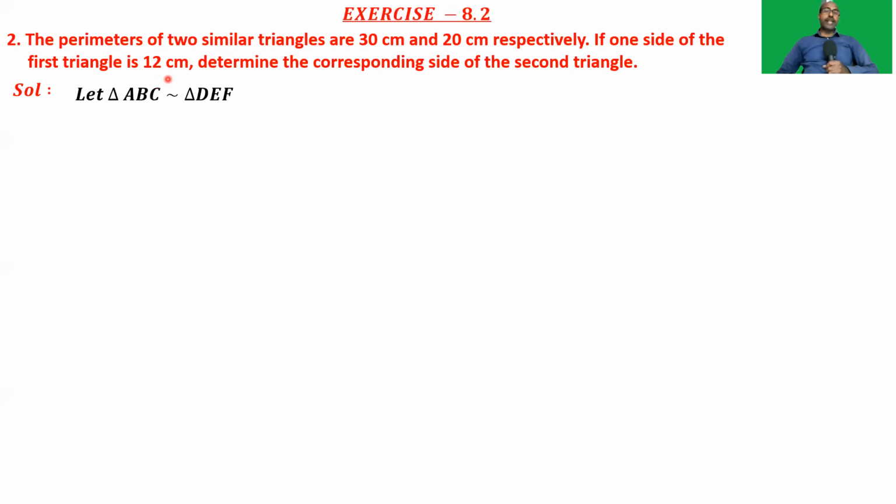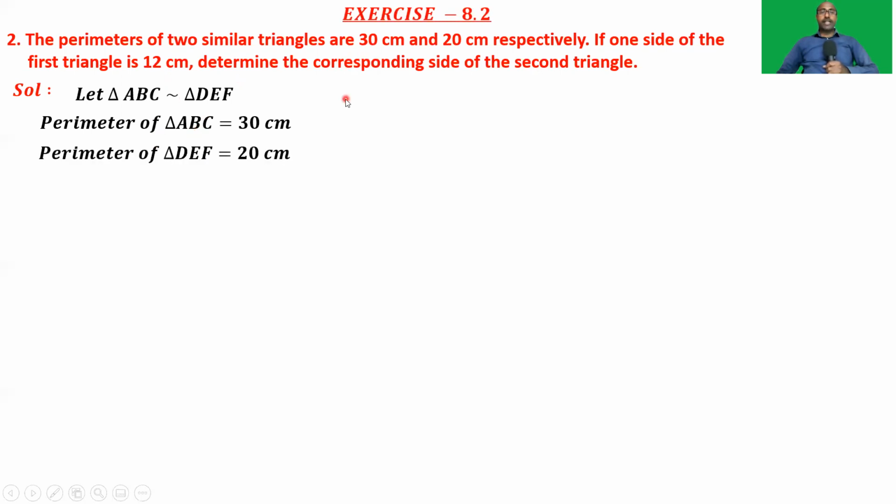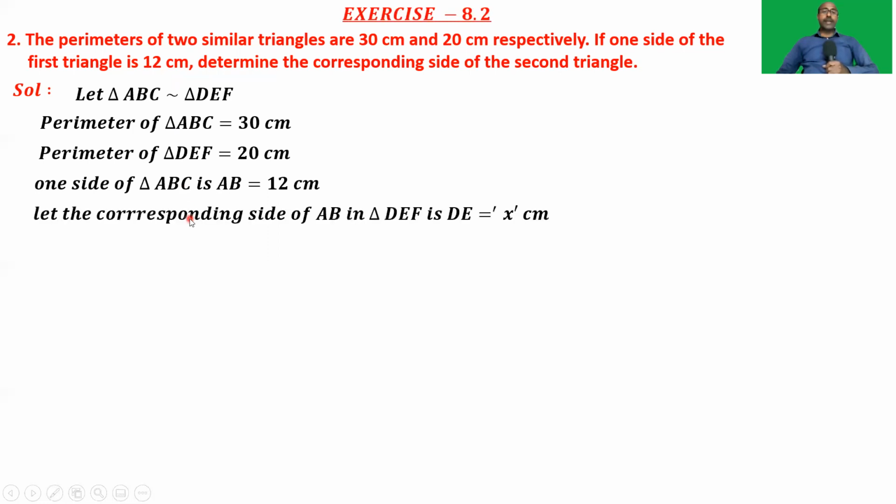So let the two similar triangles be triangle ABC and triangle DEF. And it is given that triangle ABC is similar to triangle DEF. Now it is given that perimeter of first triangle, that is triangle ABC, is 30 centimeters, and perimeter of second triangle, that is triangle DEF, is 20 centimeters. And let one side of triangle ABC, AB, be 12 centimeters, and take the corresponding side of AB in triangle DEF as X centimeters.